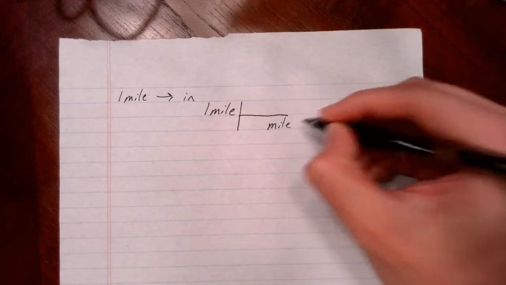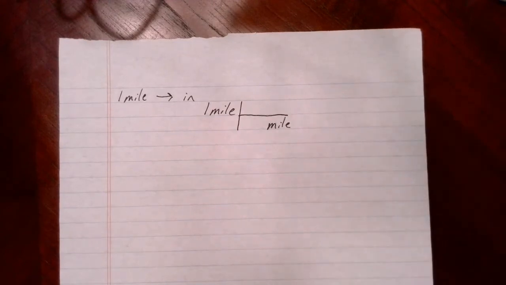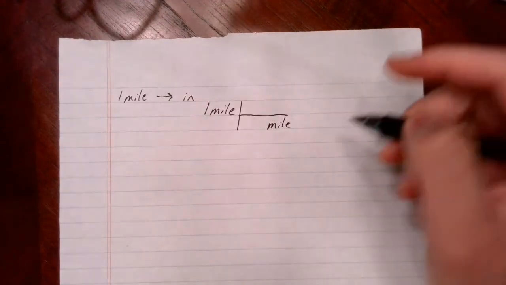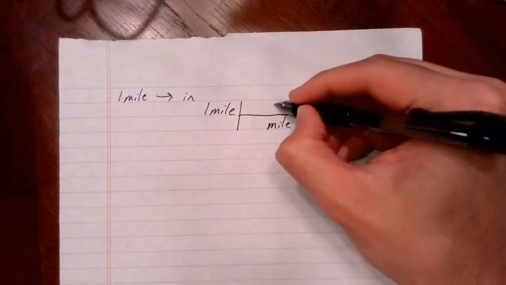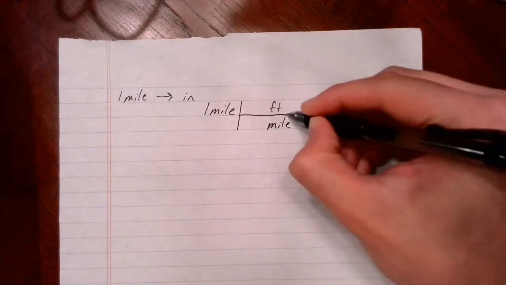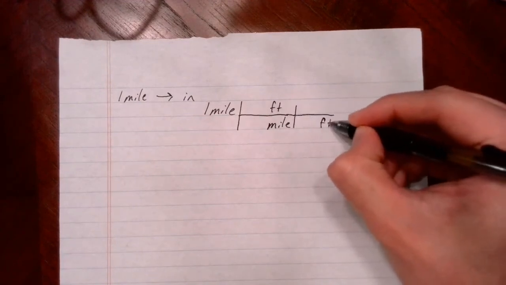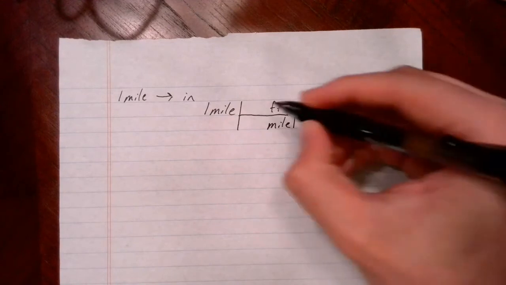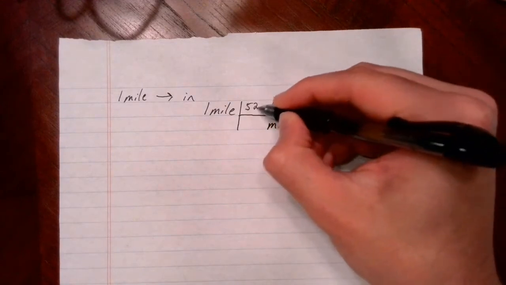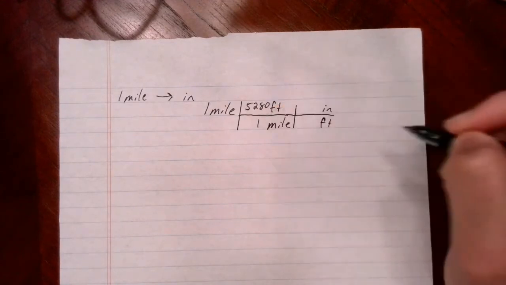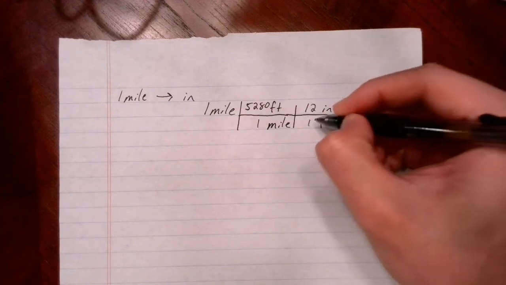1 mile. But the problem is I don't know a conversion factor to go straight from mile to inches. At least I don't. You might. So we're going to go with what we know. We do know the conversion factor from mile to feet though. And then I know the conversion factor from feet to inches. So there are 5,280 feet in 1 mile, and there are 12 inches in 1 foot.